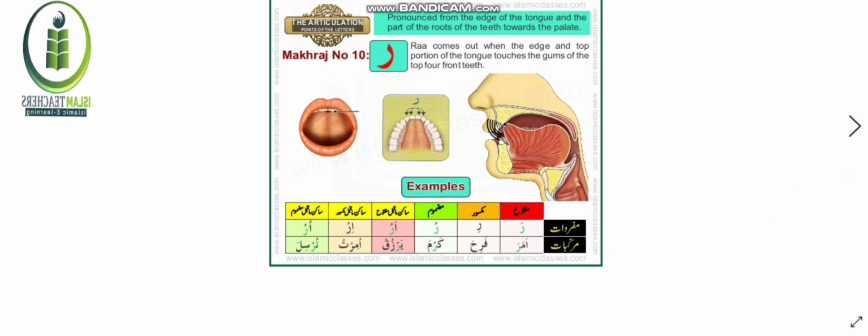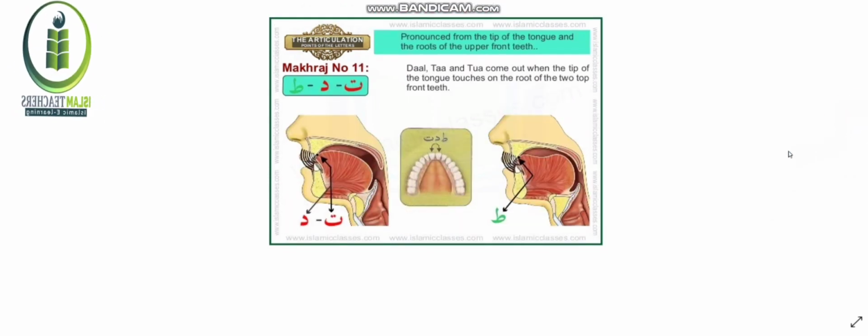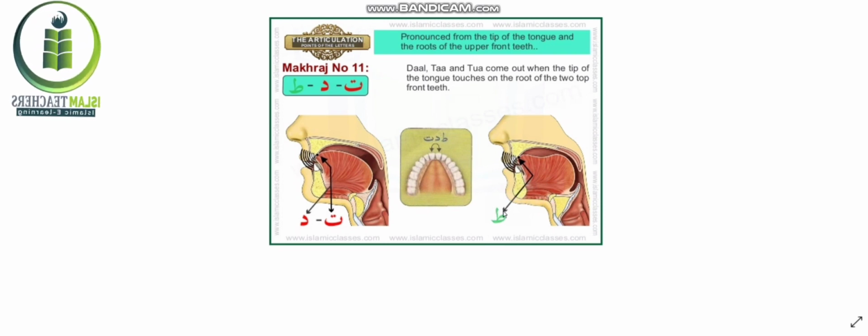And next one inshallah is the Ta, Dal and Ta. They are pronounced from the tip of the tongue and the roots of the upper four front teeth. Dal, Ta and Ta come out when the tip of the tongue touches the root of the two top front teeth, like that. Ta, Ta, Ta.